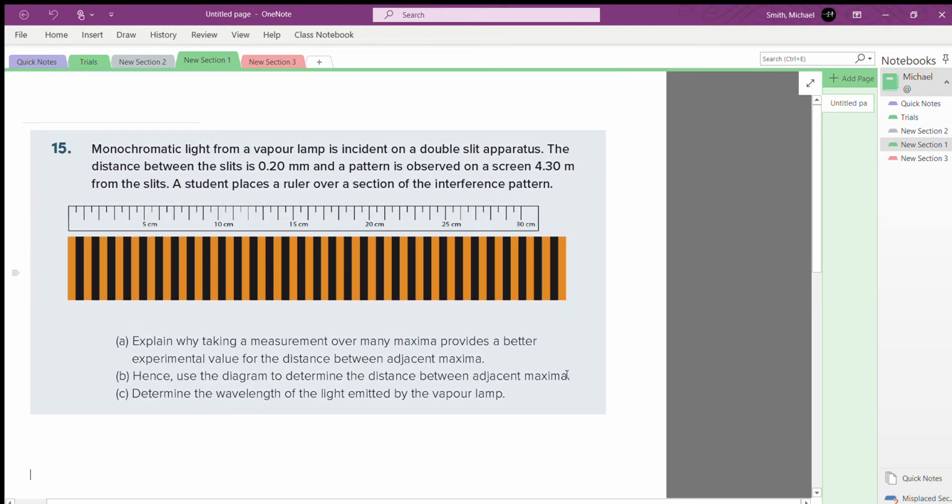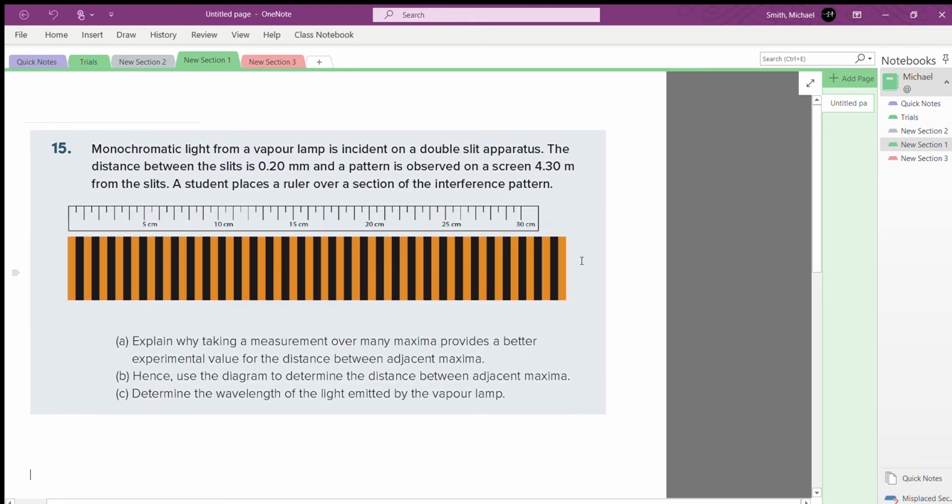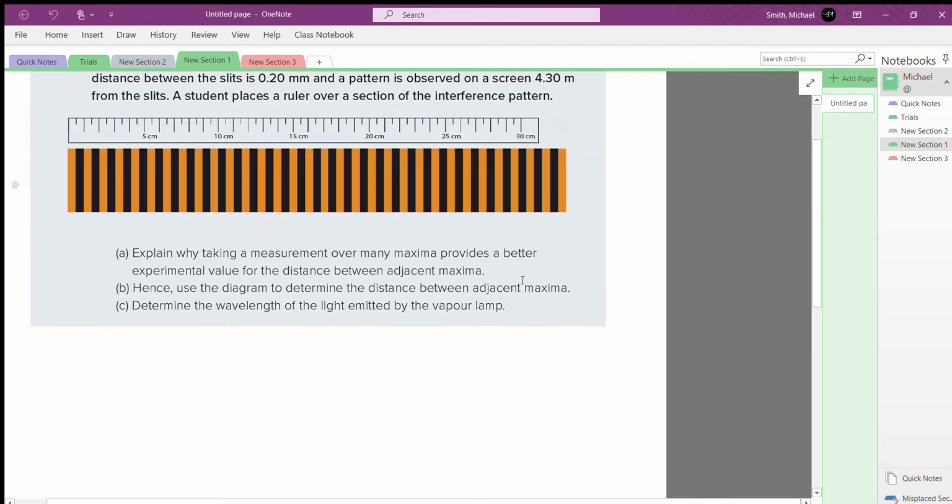This is question 15 from the SACE Stage 2 Physics Course Companion from Subtopic 3.1, the wave behaviour of light. Here we have monochromatic light incident upon a double slit apparatus. The distance between the slits is 0.2 millimeters, and the pattern is observed on a screen that's 4.3 meters from the slits. The student places a ruler over a section of the interference pattern as shown in that picture.